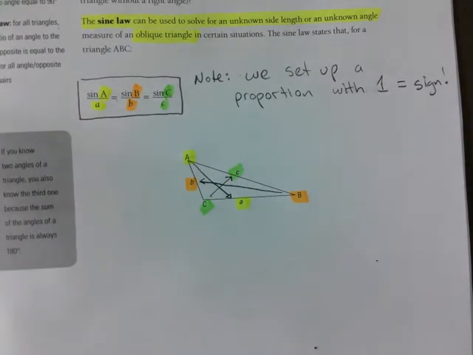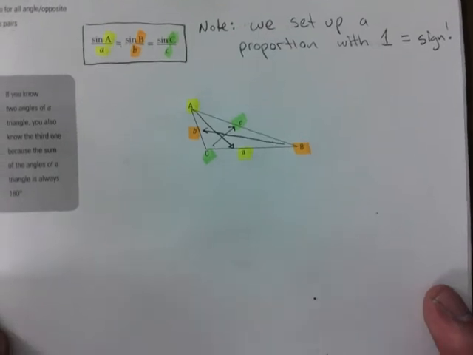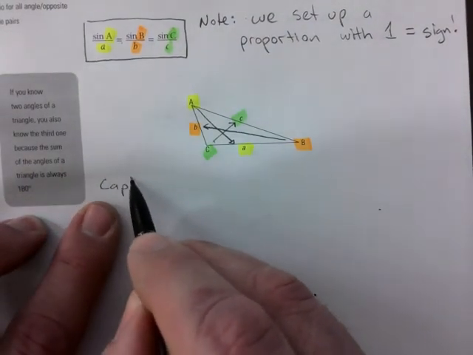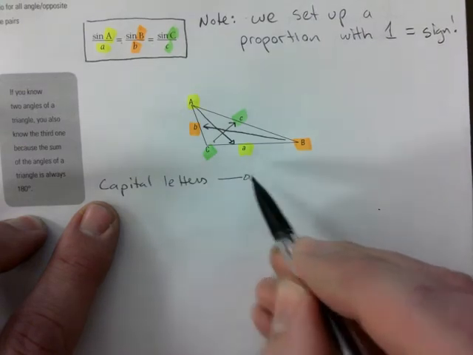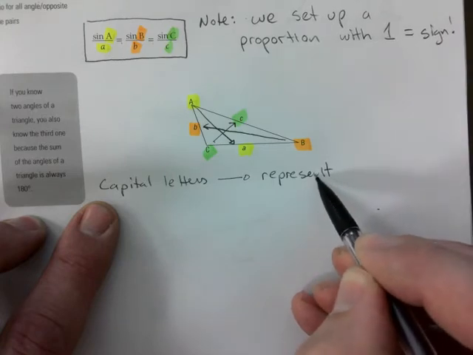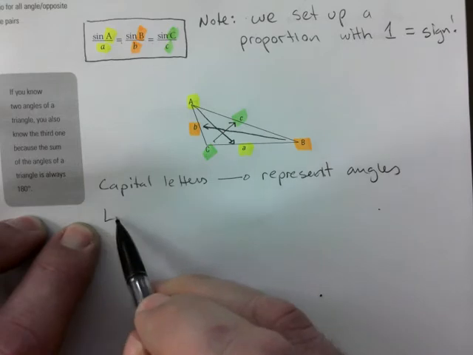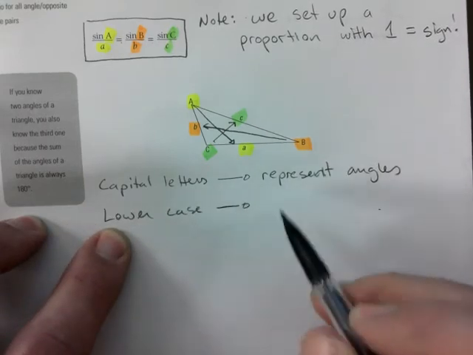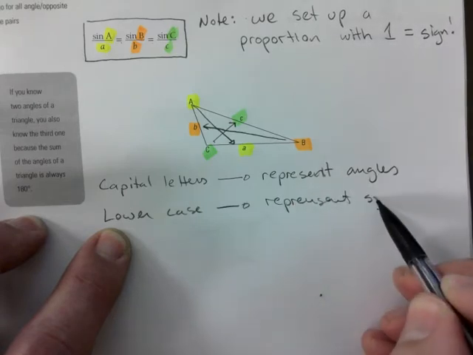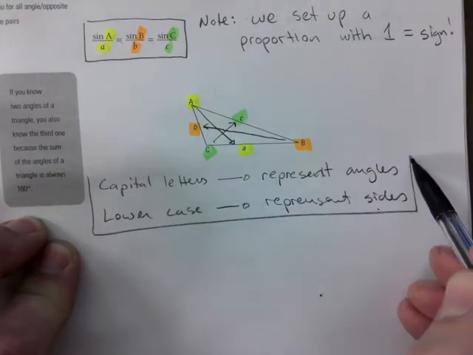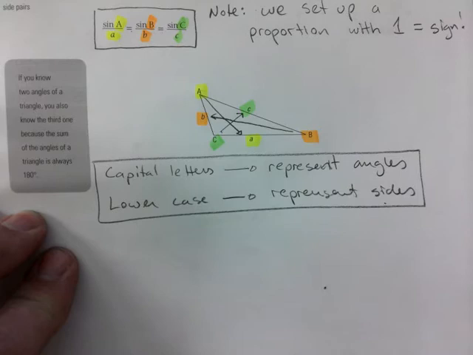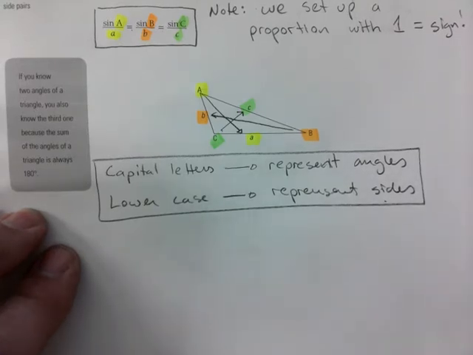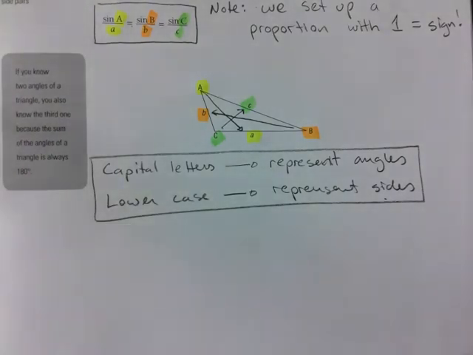Okay, so you have your three pairs. There will be three pairs essentially in any given triangle. Notice this. Capital letters represent angles, lowercase represents sides. Okay? I would not think that it's new to you. I think that you should know this already. And now we're going to dive into the math part, which I think you're going to enjoy. You're going to enjoy the math part.